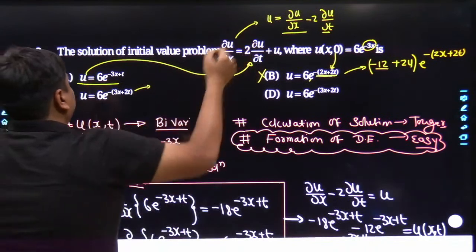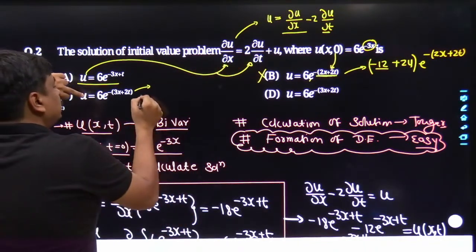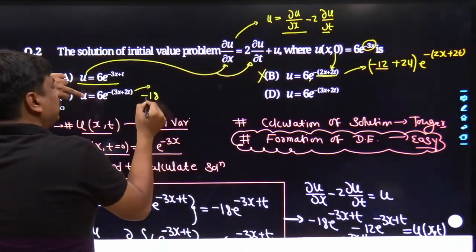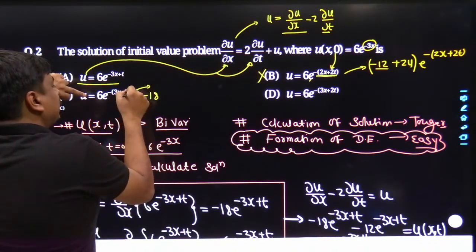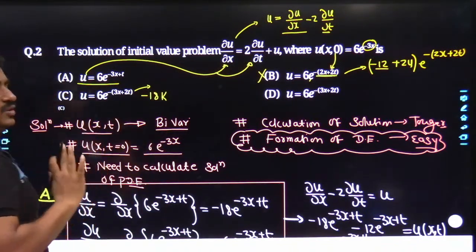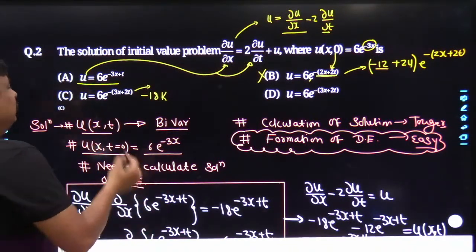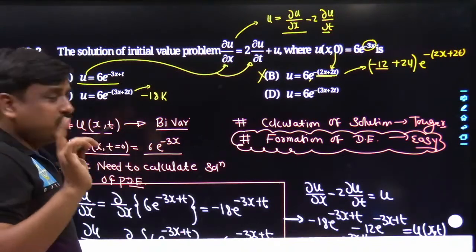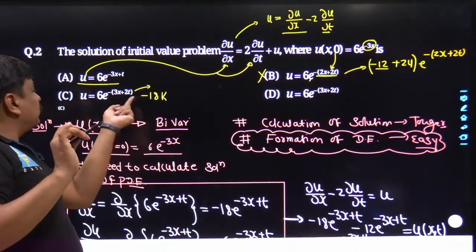Again, ∂u/∂x. So this minus 3 would come out. The factor which would be left out is simply going to be minus 18 e to the power of minus 3x plus 2t. If you want, I can simply take this as k, because this factor would simply be repeating. Similarly, once you differentiate with respect to 2t, this minus 2 would come out.